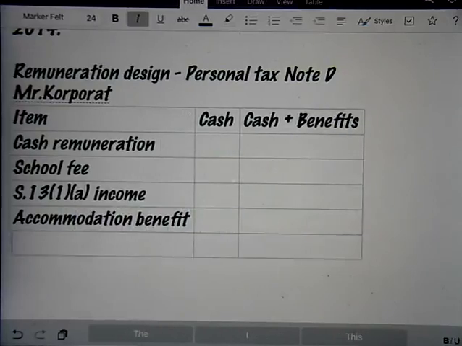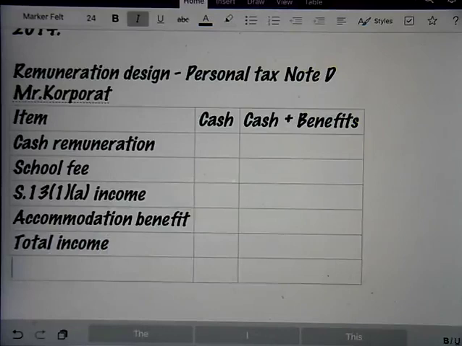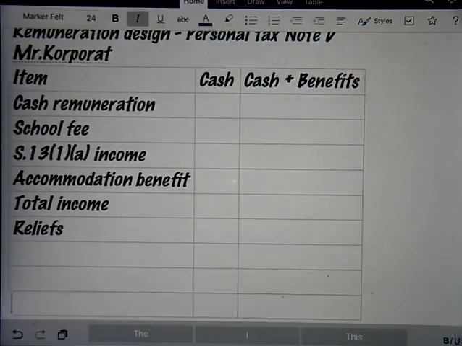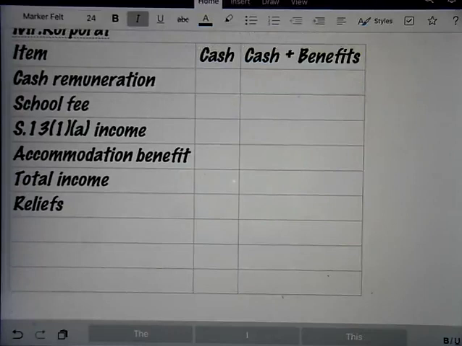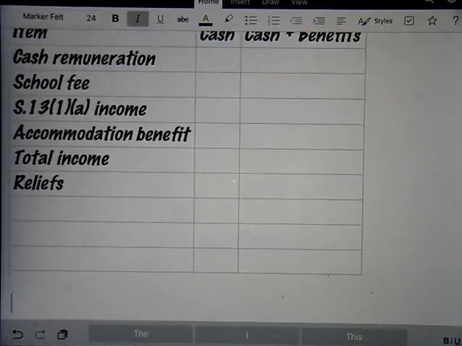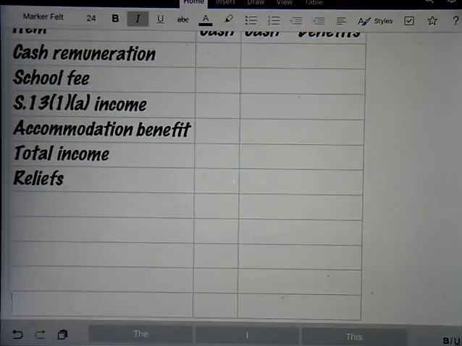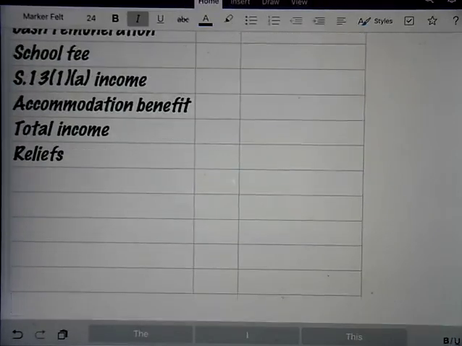You got accommodation benefit, remember that one? That's the only thing they've taken here. I'm going to let you fill up the reliefs. Are you okay now? I'm going to let you make your judgment call on the reliefs. Clear? And then you're also going to calculate the chargeable income based on your calculation here. It's supposed to be very straightforward. 7 marks. Kacang putih stuff. The only complicated stuff here is basically the accommodation benefit.